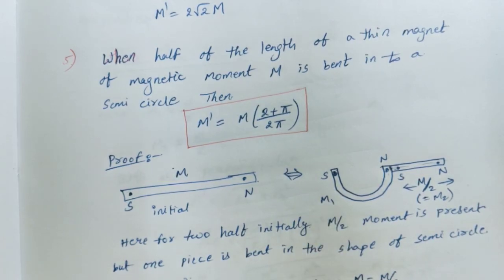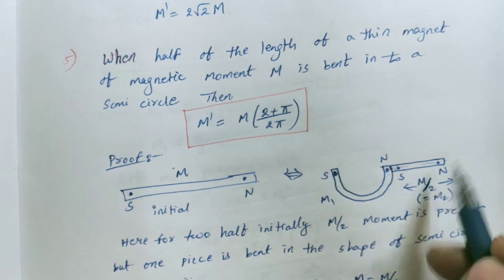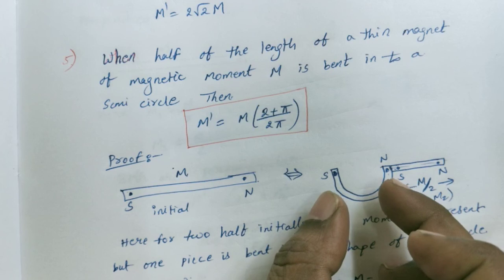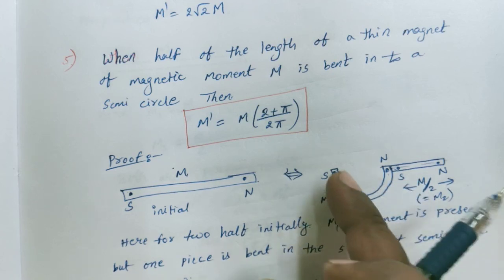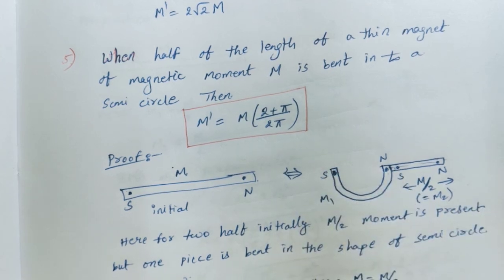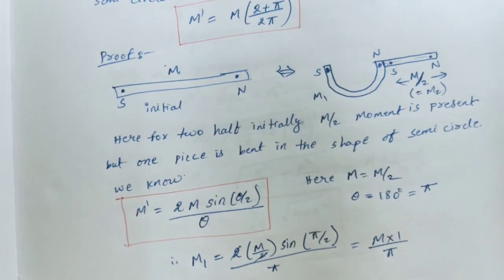Actually, the two equal parts were divided, so this is M by 2. Actually this part we may guess M by 2, but here some angle is bent. For the bent angle, what is the formula we have? M dash is equal to 2M into sin theta by 2, whole divided by theta. This is one formula we already discussed in the last class. Theta must be in radians only.